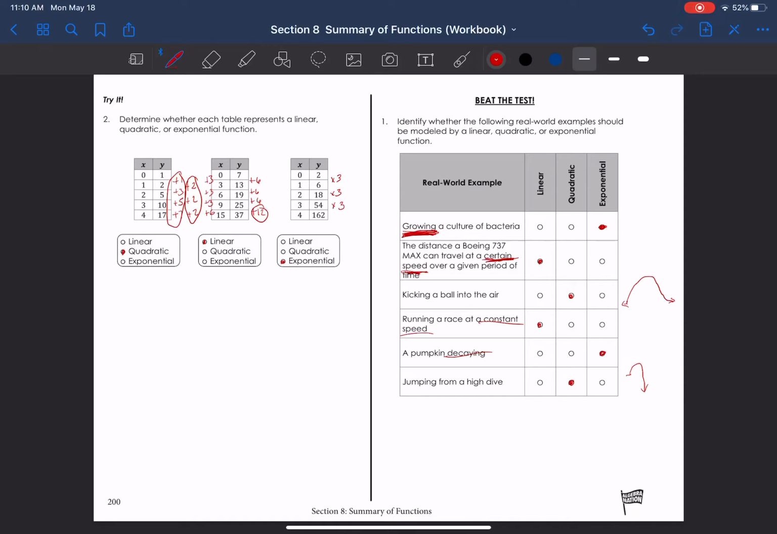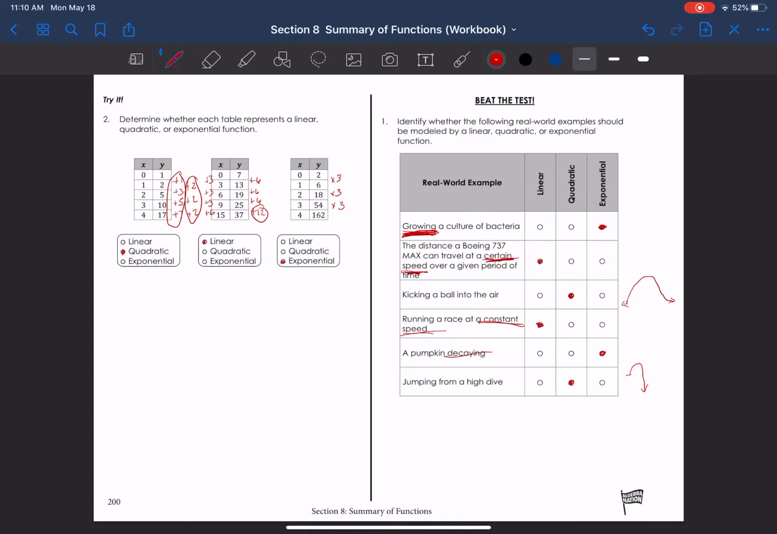Kicking a ball in the air, you kick it, it starts off at ground level, it goes up in the air, and then comes back down. That's a quadratic. Running a race, again, constant speed, lets you know that that is linear.